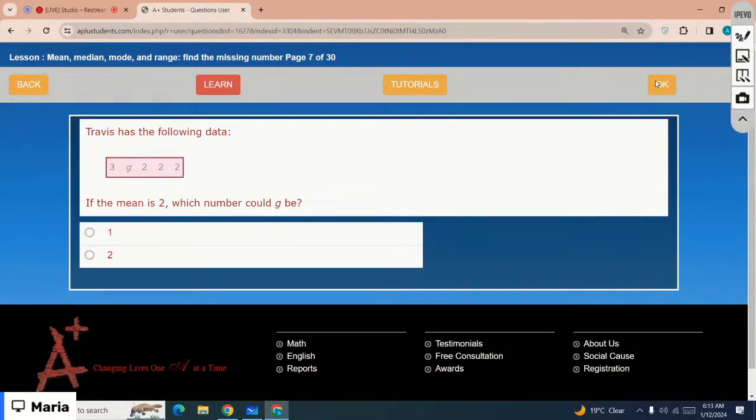Okay, the next one is: Travis has the following data: 3, G, 2, 2, 2. What if the mean is 2? What could G be? So which is the correct option?